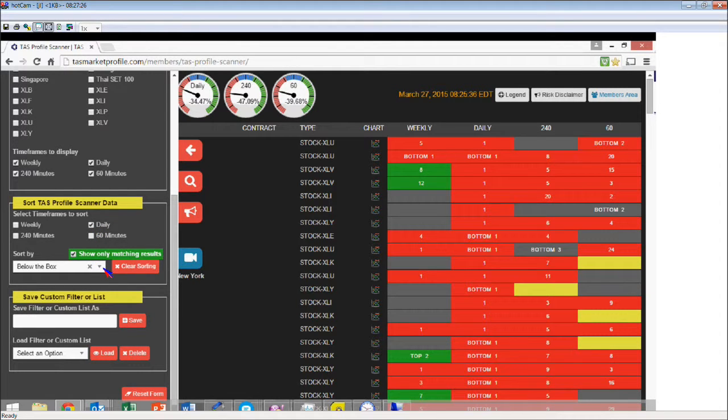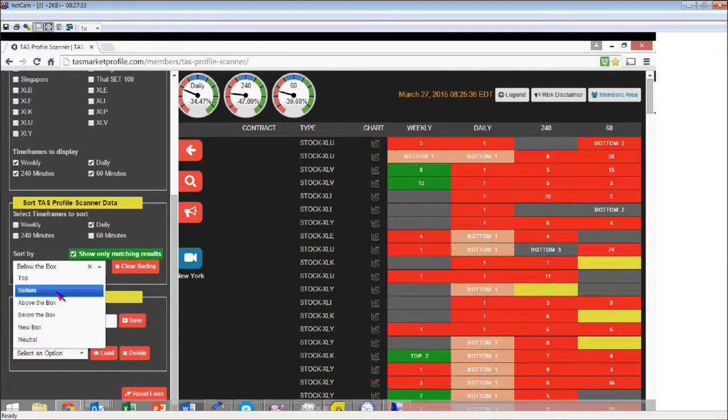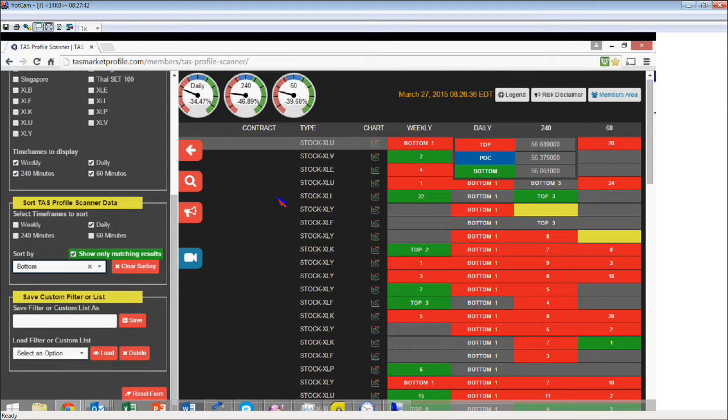Daily, below the box. We always choose below the box. I'm always trying to figure out stocks that are not cooperating with the market going up. But you've got some other options here. You can find stocks that are literally sitting on the cliff on the weeklies, dailies. I can go in here and choose bottom, figure out stocks that are just sitting on the precipice of getting crushed.